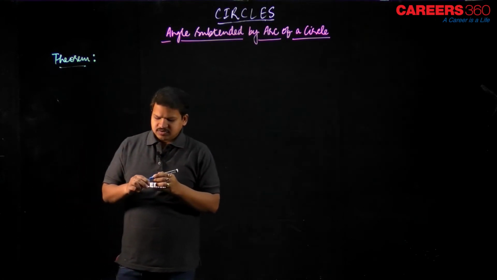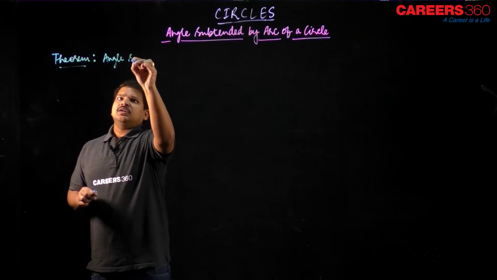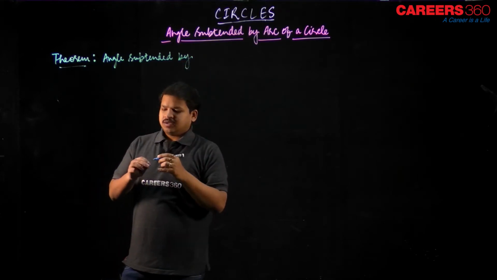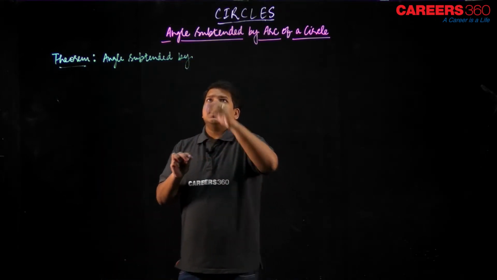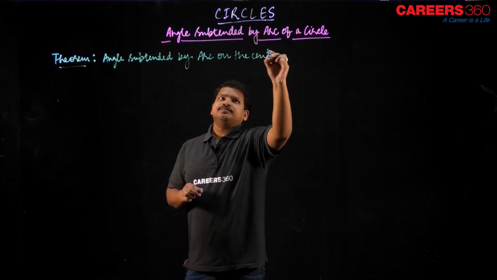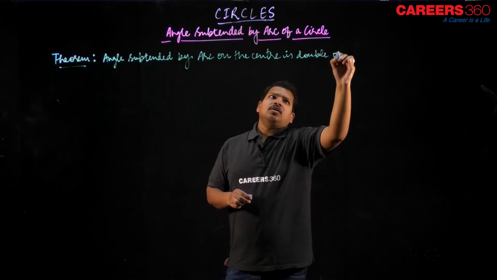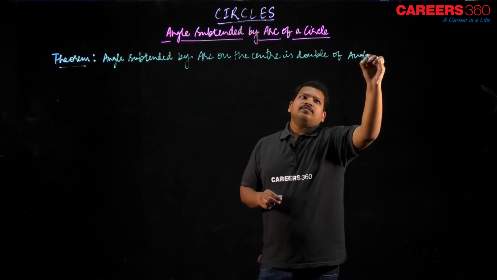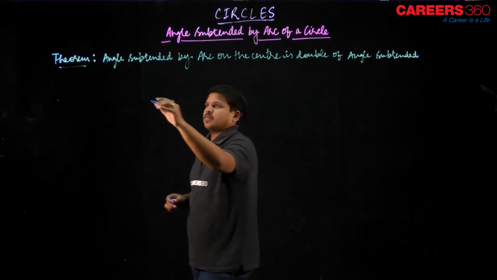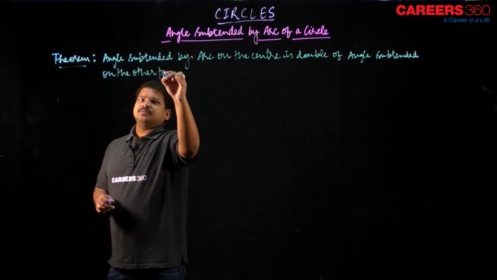So our theorem somewhat states like this: angle subtended by arc on the center is double of angle subtended on the other part of the circle.